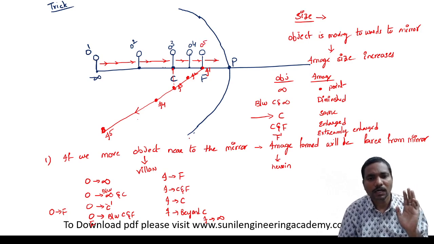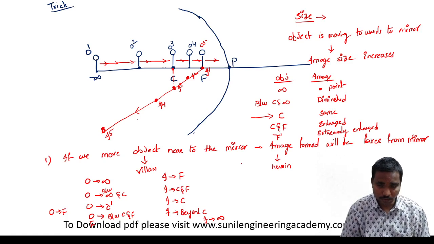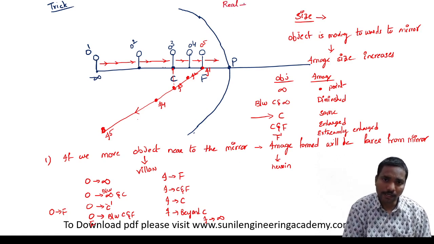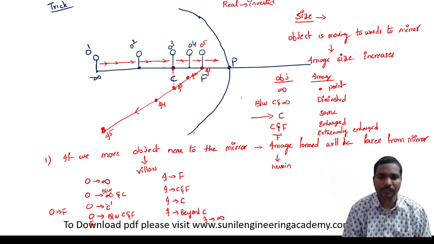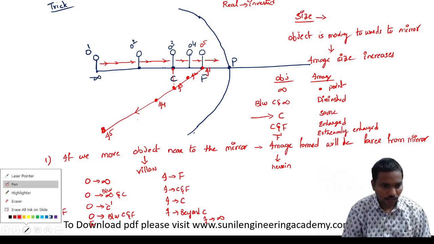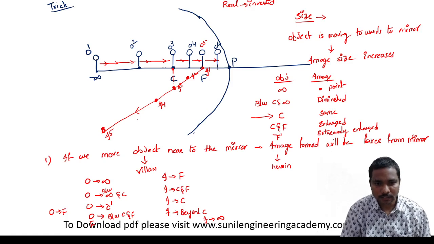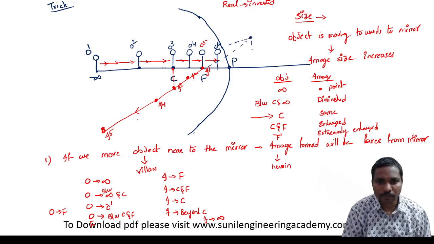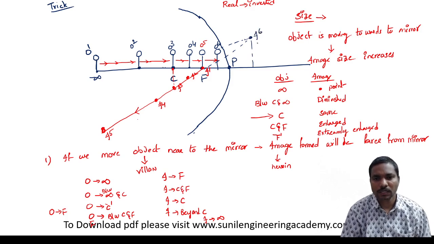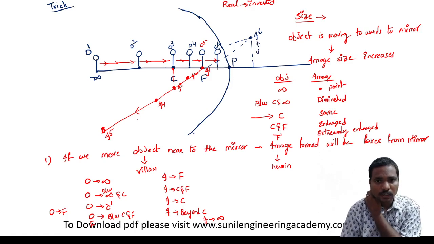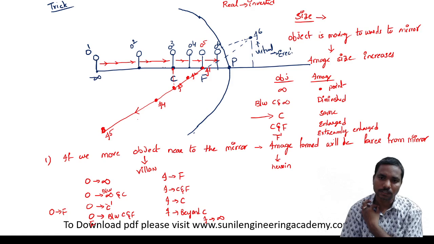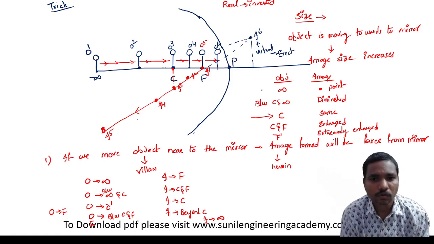In all these, all the characteristics are real, and all real images will be inverted only. In the last case, if you move your object between object and pole, there is no chance of meeting at infinity. So the meeting will be in the virtual axis, so the image will be virtual. Virtual means we may get an erect image, same size, and magnified size. Okay, all of you getting?